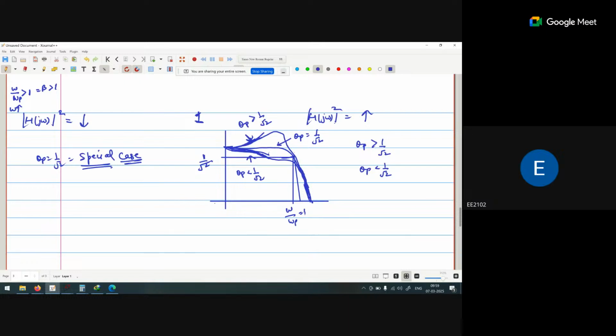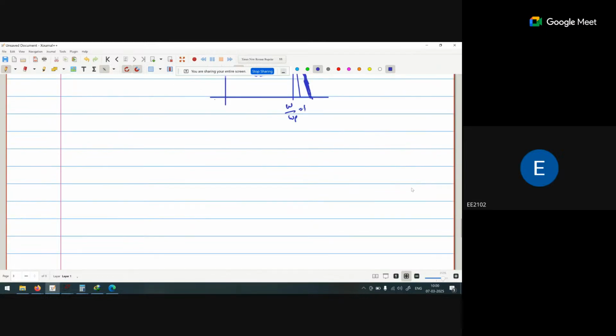Okay, after that every response will be similar. That will be discussed in week 6. After that, I think the professor discusses similar response for the band pass filter also. Okay, so for the band pass filter, what is the system function?